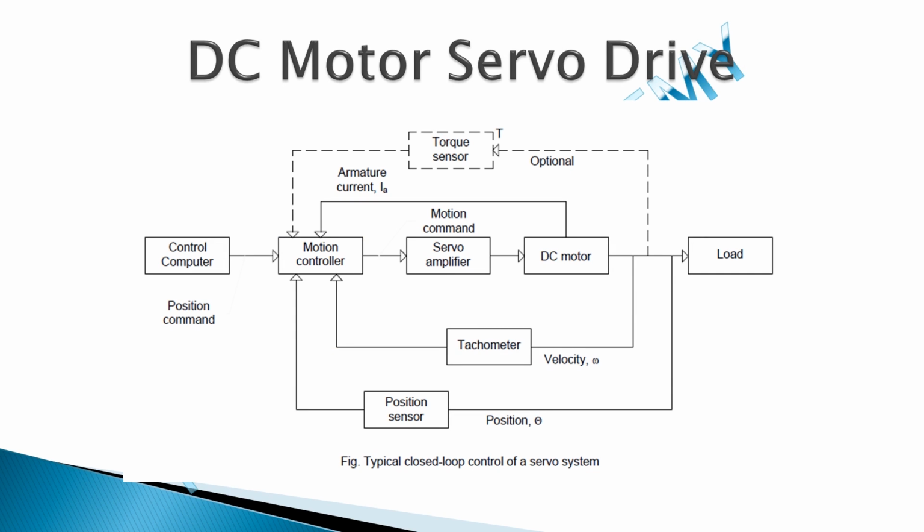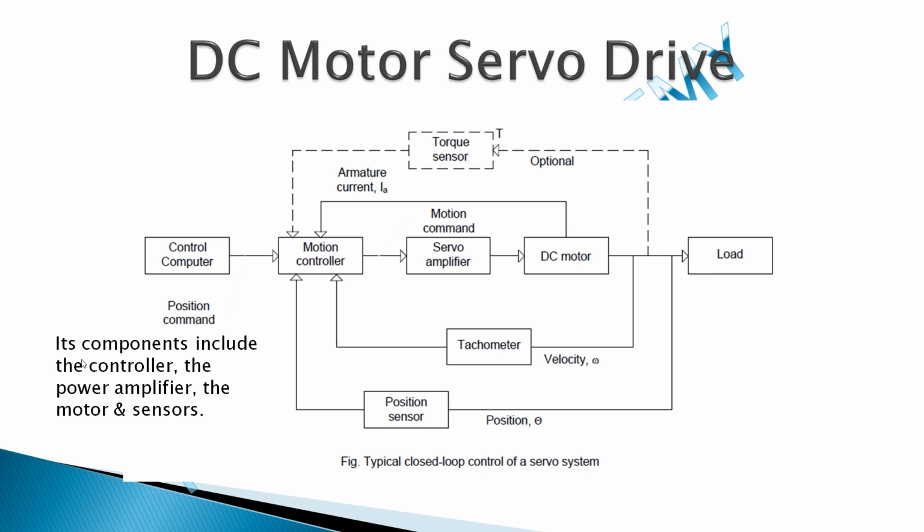Now the last bit, in the second part of this video: DC motor servo drive. What exactly is there in a DC motor servo drive? A typical closed loop control system is as shown in the figure. It's called a servo system. Typically, closed loop control of a servo system, in which again we are controlling the DC motor to run the load. The components include the motion controller, the power amplifier, that is the servo amplifier, the motor, sensors, the motor, and tachometer, position and torque sensor. These are the different sensors that are there.